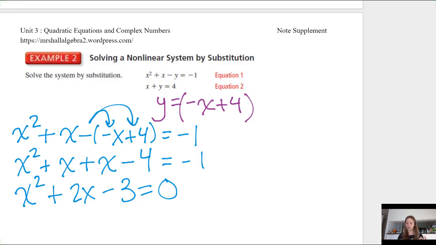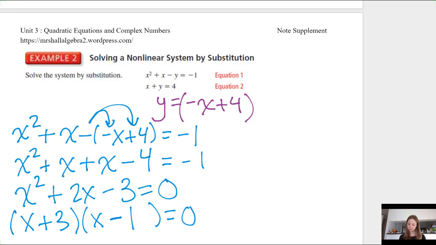I could choose to complete the square or put it in the quadratic formula, but because this quadratic is factorable, I'm going to factor it. Two numbers that multiply to negative 3 and add to 2 are positive 3 and negative 1. Therefore, my x values are negative 3 and 1 because of the zero product property. Those are the x values that make the binomial factors 0.